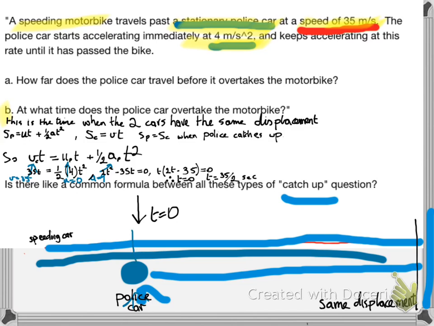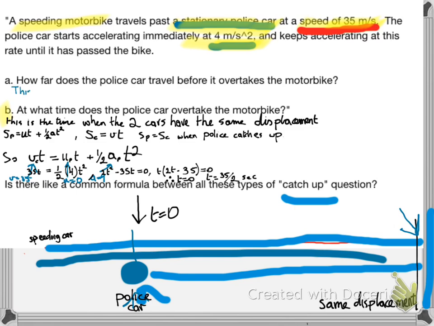It's 0 displacement. Or we have at the other end over here, this point at the end is some displacement down the road when they are matched as well. That happens at 35 over 2 seconds.